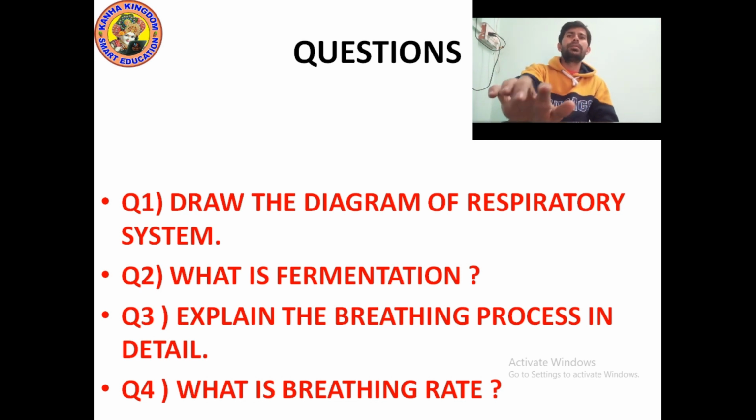Okay, and during inhalation, what happens? The diaphragm moves down, and the ribs move upward and outward, thereby increasing the space of the chest cavity. This leads to the movement of air inside the lungs. And during exhalation, what happens? The diaphragm moves to its former position, and the ribs move downward and inward, thereby reducing the size of the chest cavity. This leads to the movement of air out of the lungs.